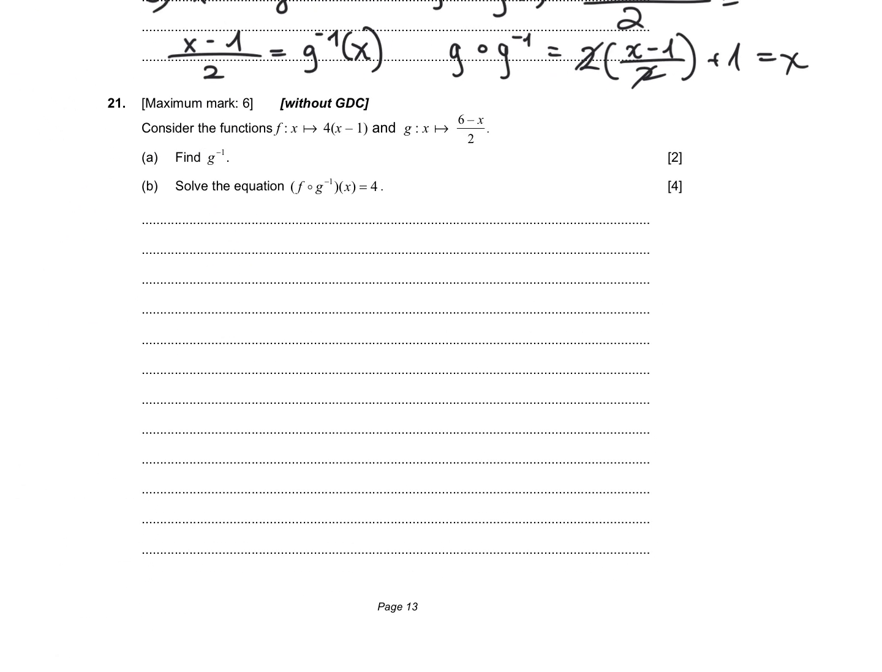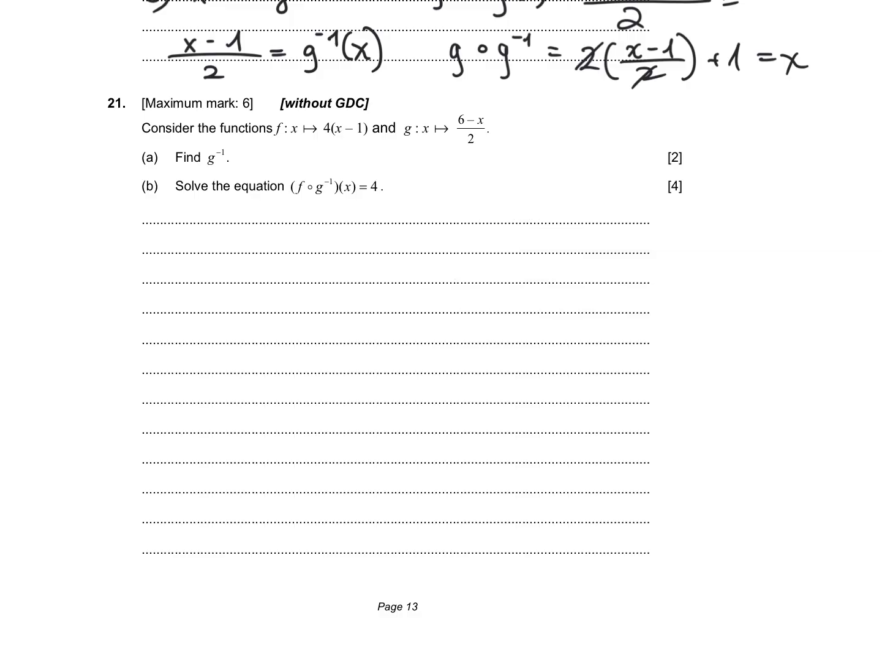All right, 21. So we need the inverse of g. So we're going to have x equals 6 minus y over 2, multiplied by 2. And then I'm just going to add y and subtract 2x. So that's your inverse.